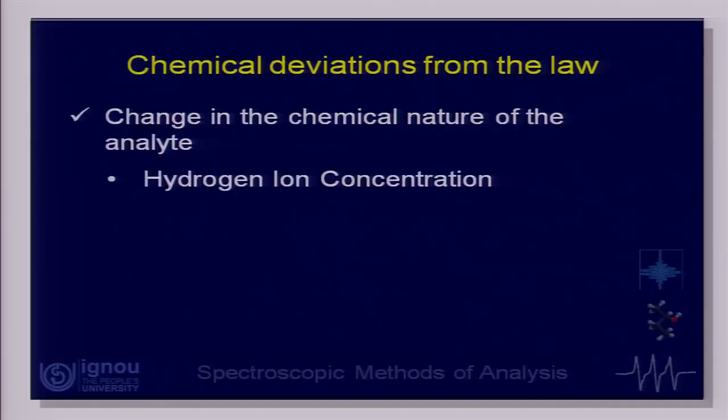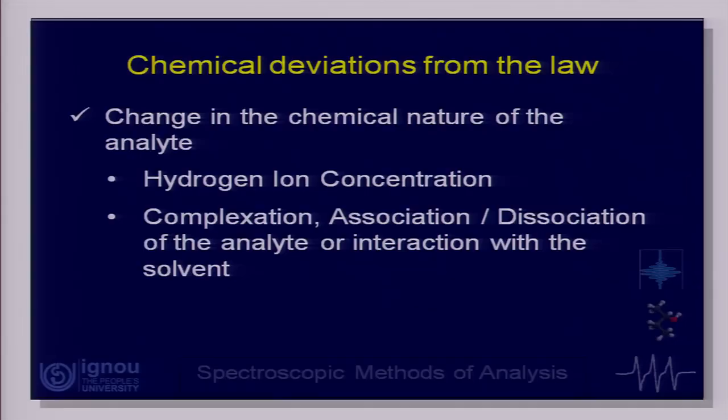Okay. There are different ways this can happen. One typical observation is the hydrogen ion concentration. Hydrogen ion is a very common factor which causes chemical deviations from the Beer-Lambert law. The second possibility is that if there is an association of analytes, or a dissociation, where one analyte breaks down into a larger number of species, then again there could be deviations, or there is a complex formation.